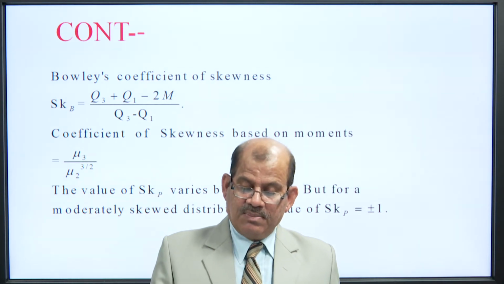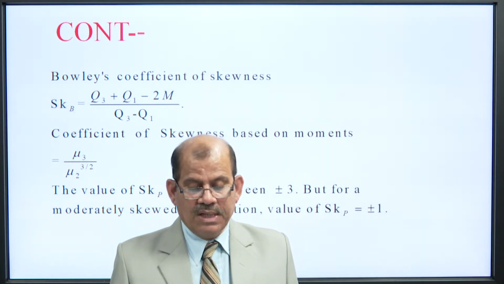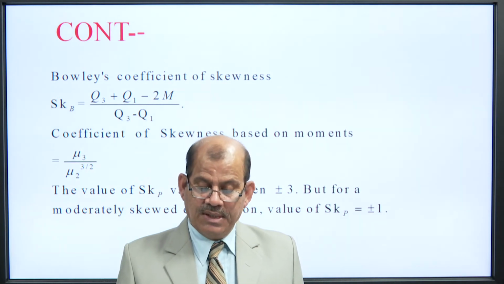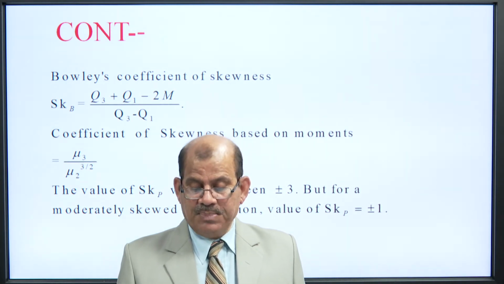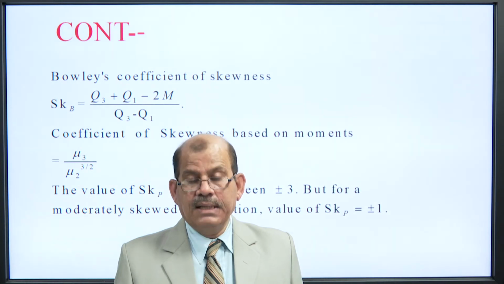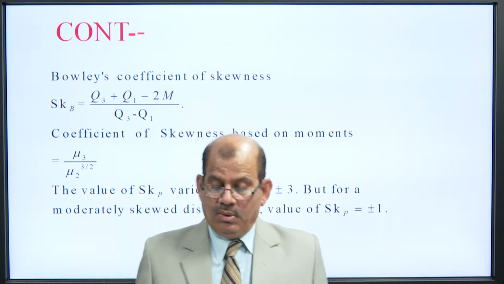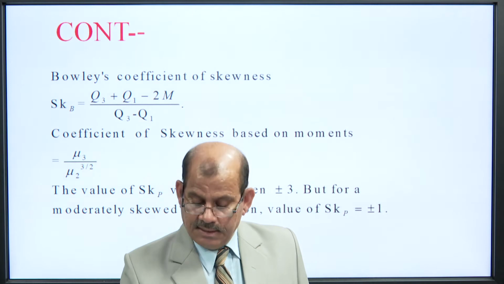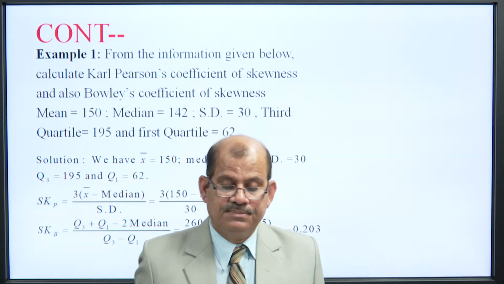The value of SKP lies between plus and minus 3, but for a moderately skewed distribution, the value of SKP is between minus 1 and 1.